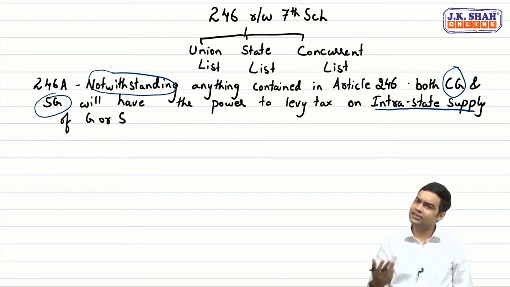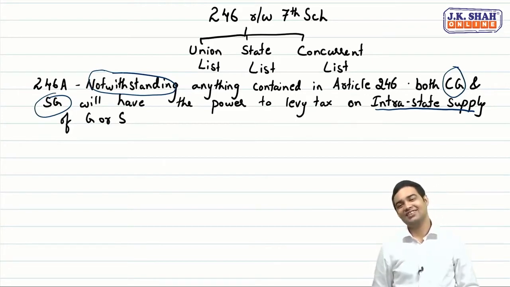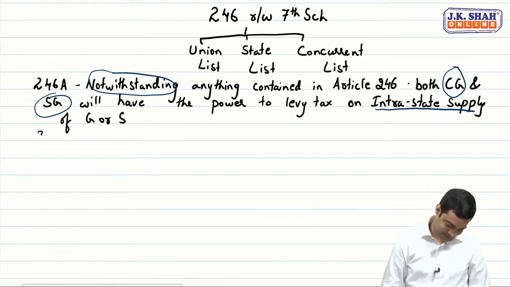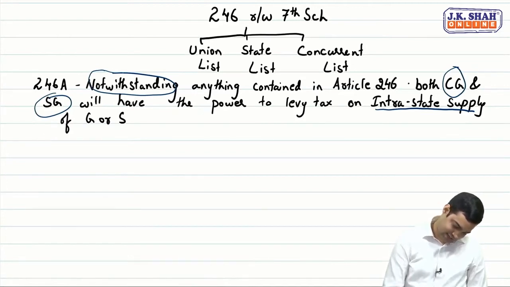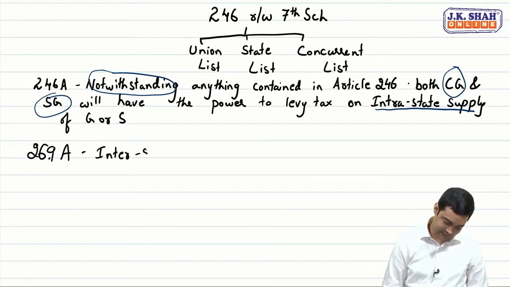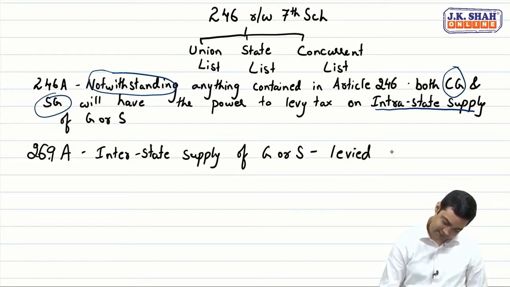But what happens if there is a transaction outside the state? Let me tell you, the power to levy tax for a transaction which is outside the state vests with the central government completely. And from where does it come? It comes from Article 269A, which states that in case of interstate supplies of goods or services, the tax will be levied by central government.